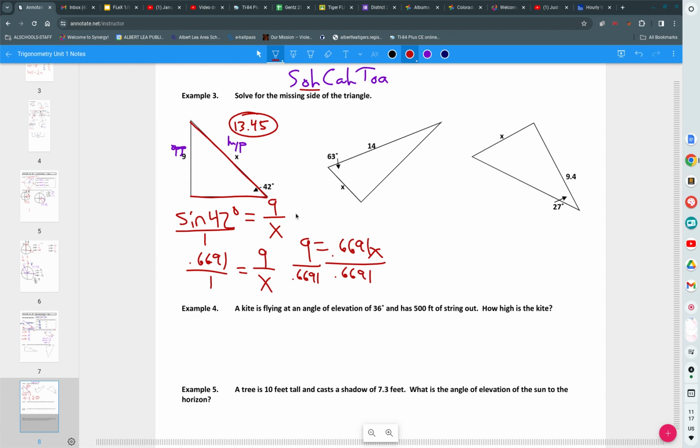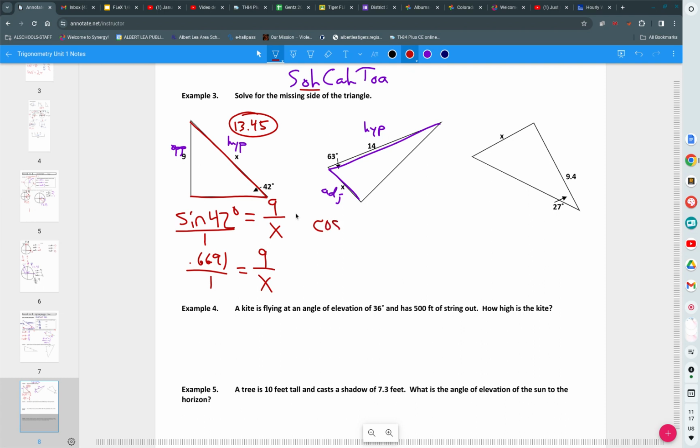Okay, the next one. Let's check this out. I'm going to draw my angle. What is 14? Is 14 the opposite, the adjacent, or the hypotenuse? 14 is the hypotenuse. How about x? Is x the opposite, or is it the adjacent? Adjacent. x is the adjacent. So am I going to use sine, cosine, or tangent? I use cosine because it's the adjacent and the hypotenuse. Cosine is the option.